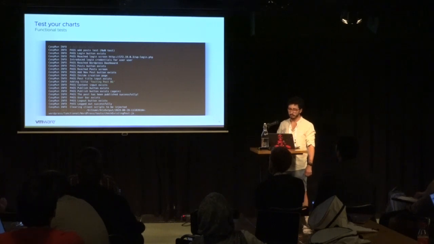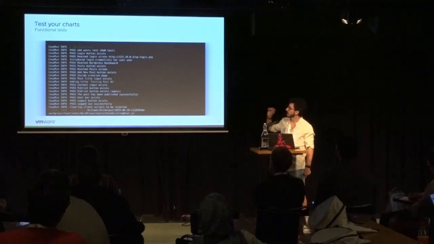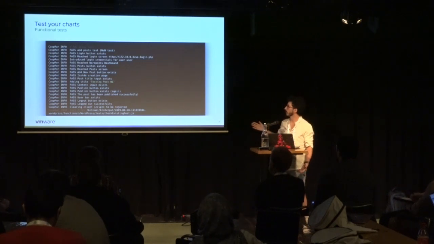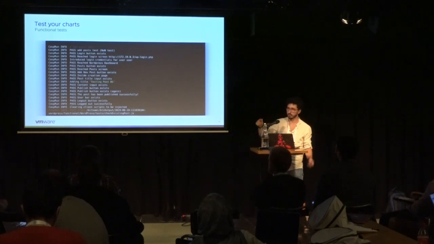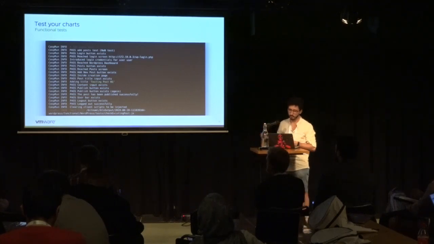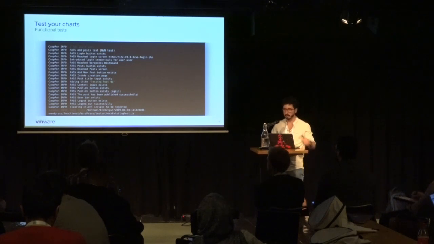And this will be the output for the functional test. This is an example of the WordPress Helm chart. And this test is just adding a post. For adding a post, you need to go to the login page, add your user and your password, click on the new post link, add the title, add the body of the form, and submit it. And this is an automated process.